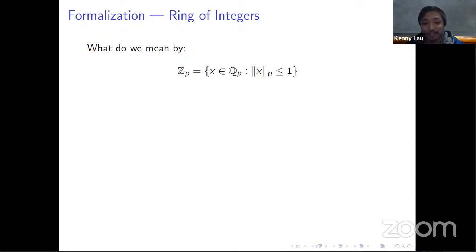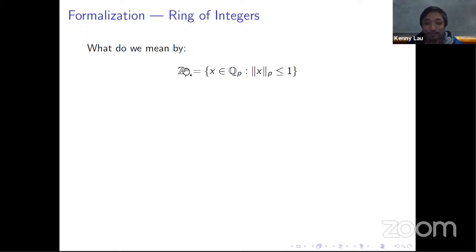How do we formalize this? Because we can't just say equality, right? Because the left-hand side Z_p can be defined in 100 different ways. You can define Z_p using an inverse limit. You can define Z_p as the Witt vectors. I don't know if other constructions exist, but you can define Z_p in a lot of ways.